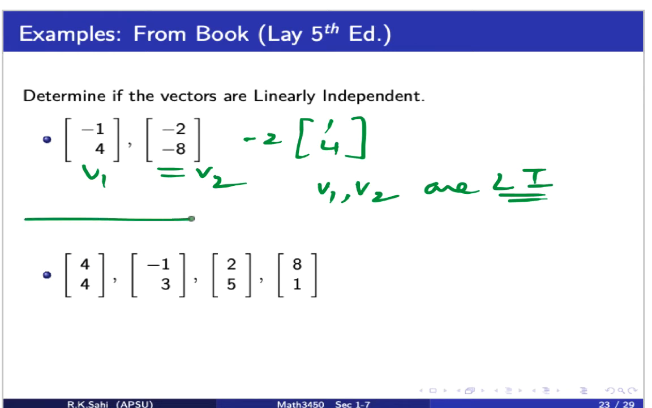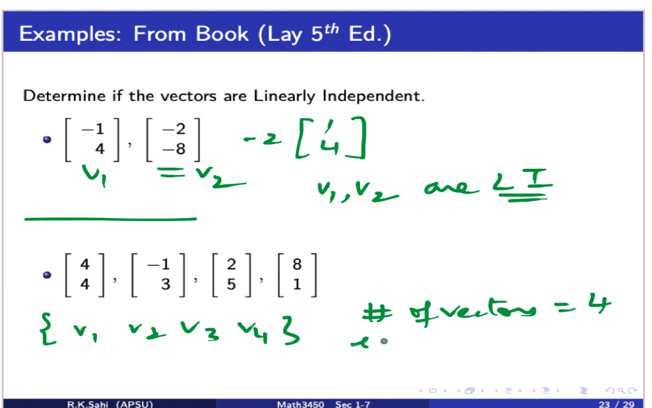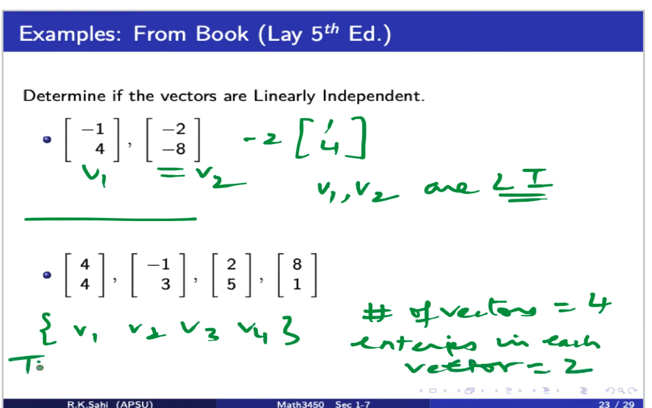Now, let's look at the next question. We have 4 vectors, (4, 4), (-1, 3), (2, 5), and (8, 1). If I put them in a set, how many vectors do I have? The number of vectors is 4. How many entries in each vector? 2. So by Theorem 8, what do we see? That the number of vectors is greater than the number of entries. Hence, these vectors are linearly dependent.